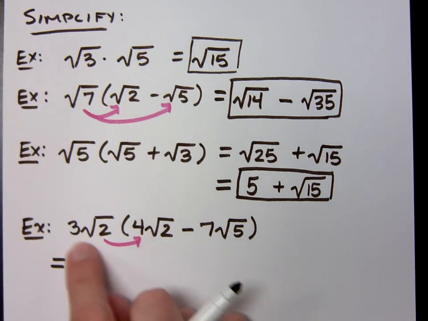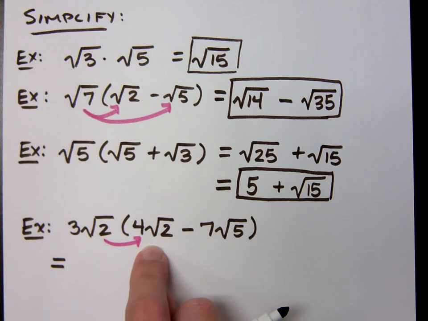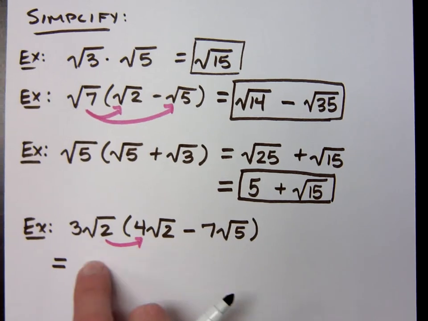When you distribute here, what do you get? I don't understand. You just said you don't distribute like FOIL. I'm not FOILing. I'm distributing this term to these two terms. I understand that, but I don't think you do. Is it 3 and 4 and 2?